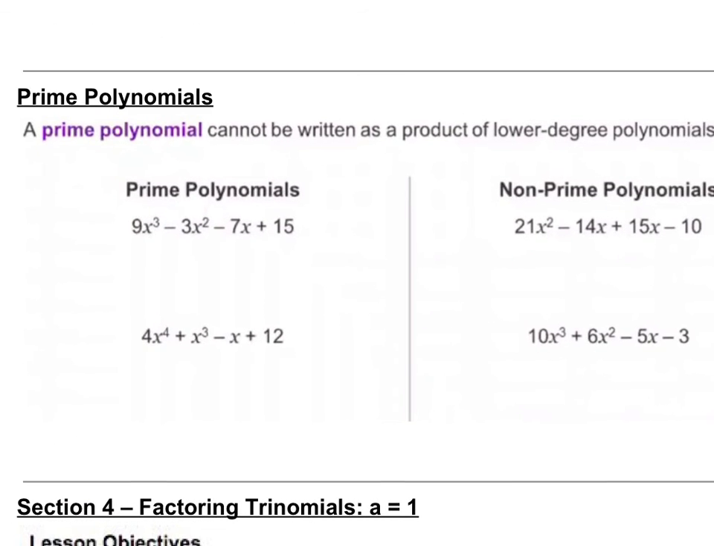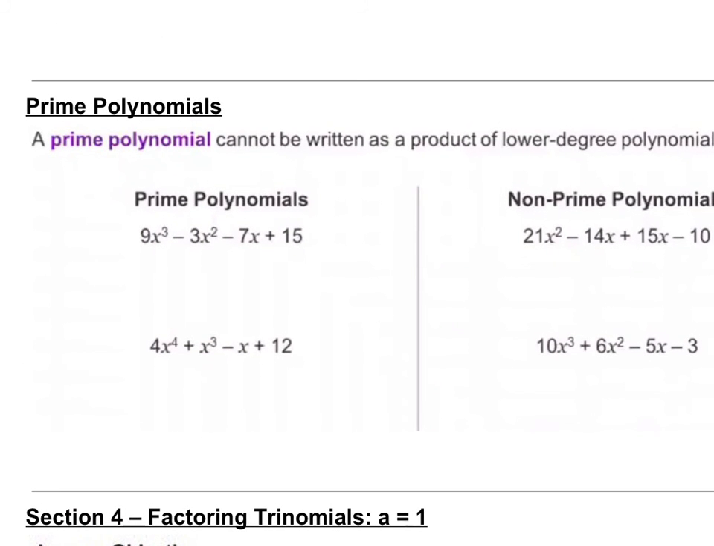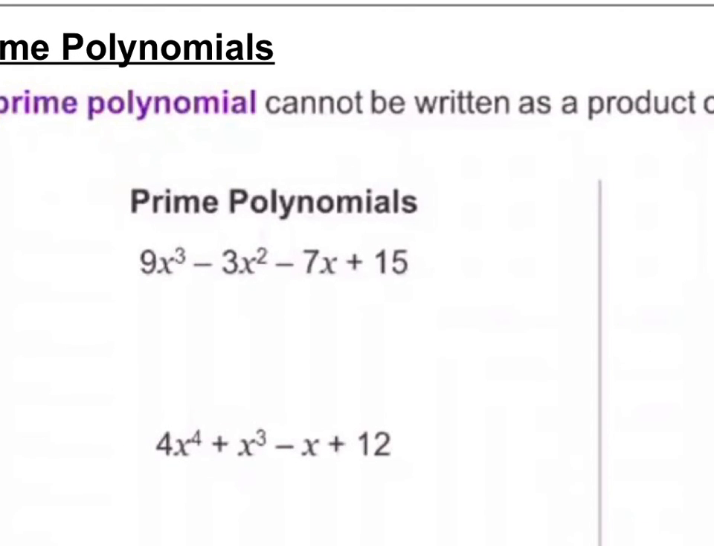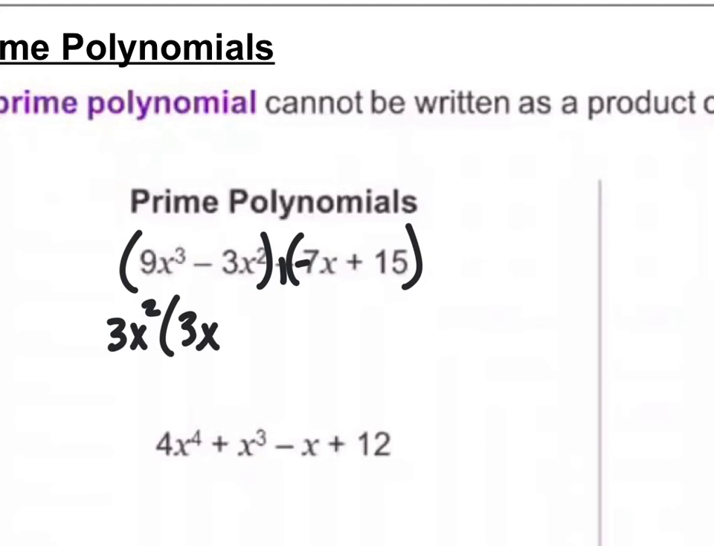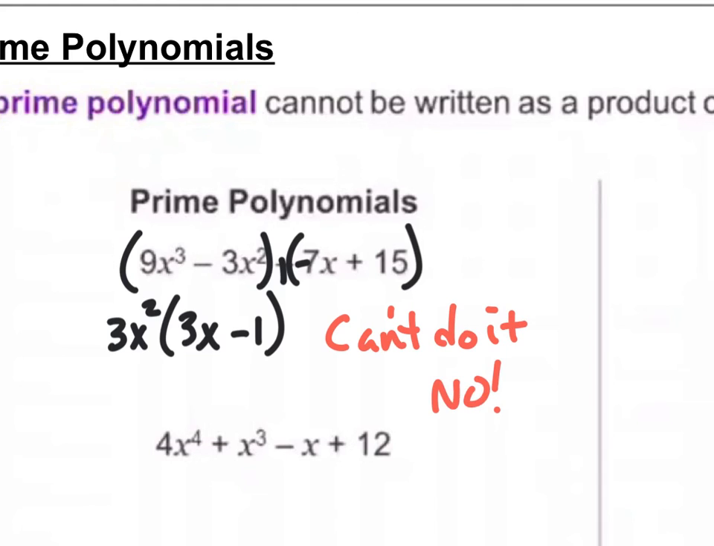But on something like this, we call these a prime polynomial, which is something that cannot be written as a product of lower degree polynomials. Here's what I'm thinking about. If you were to group these together, and let me do plus negative 7, if I factor out a 3x squared out of this, then you're left with 3x minus 1. Now here, I can't factor anything out of 7 and 15. Because I can't factor anything out, it's not factorable. Can't do it. Don't even think about it.